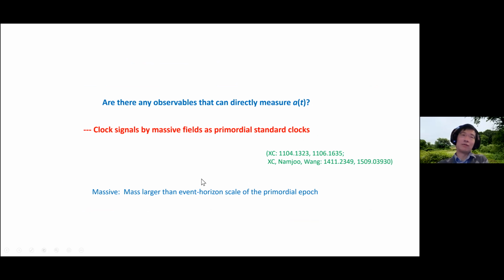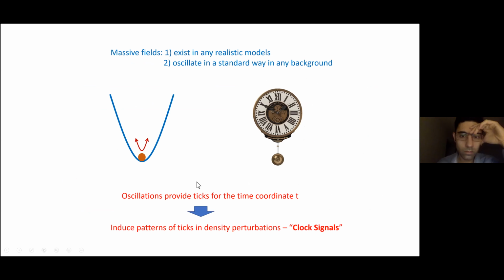When I say massive fields, I mean the mass of those particles is larger than the event horizon size of the primordial epoch. The value for inflation is the familiar H. So those massive fields exist generically in any realistic models if we UV complete them. And one important property that we use is they oscillate in a standard way in any background because they're heavier than the horizon scale.